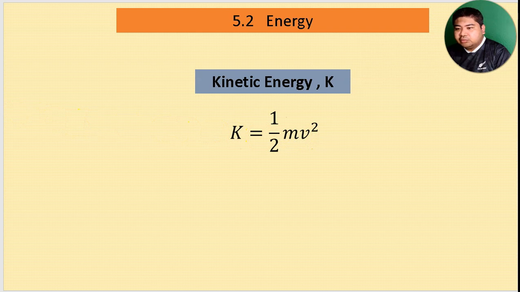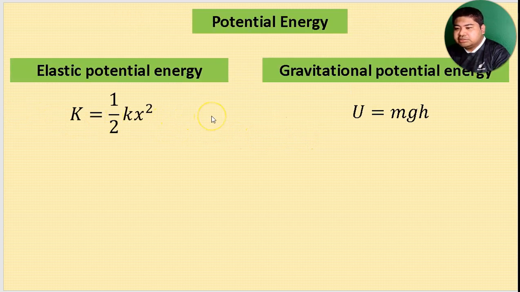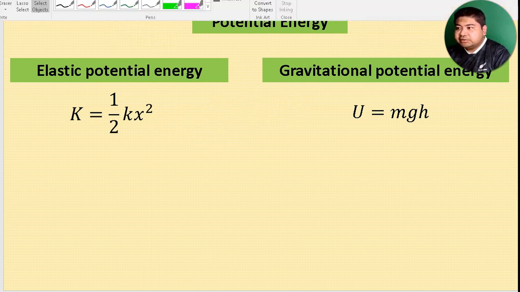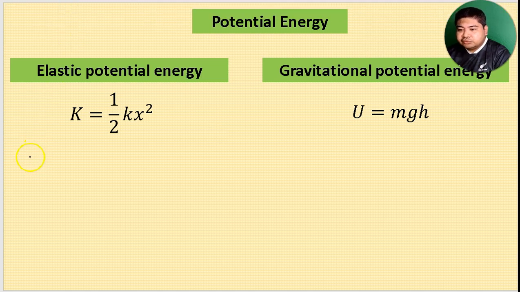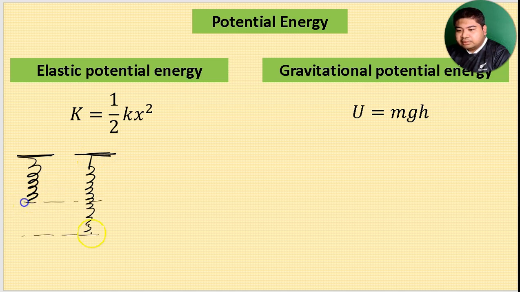And then the second one is the potential energy. We have two types of potential energy. The first one is the elastic potential energy. This is where you have a spring. So let's say you have a spring. So this is your spring, and then you elongate the spring. So you extend the spring. Now you have an elongation of delta x. Delta x is how much the spring is being elongated.